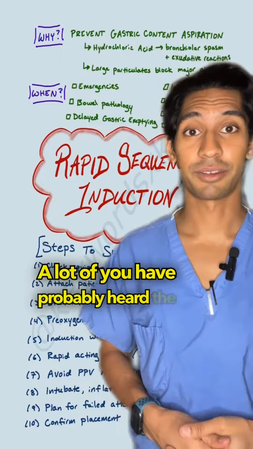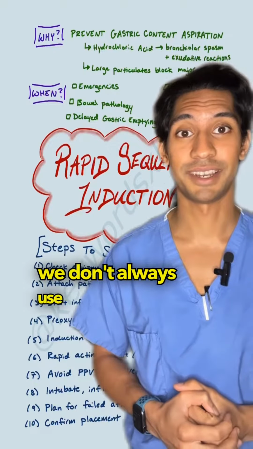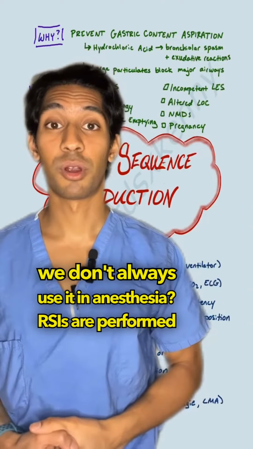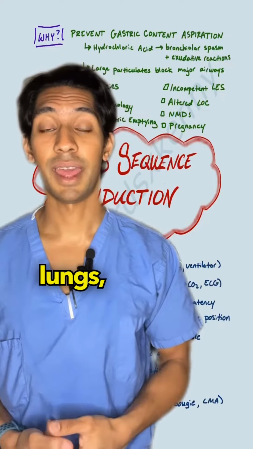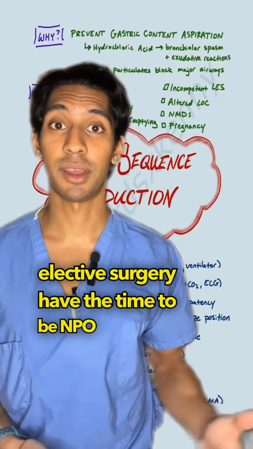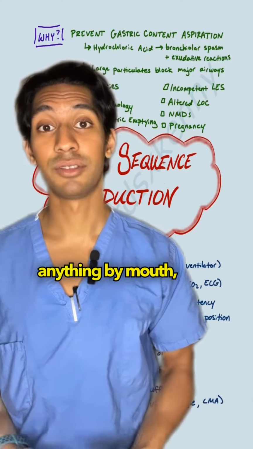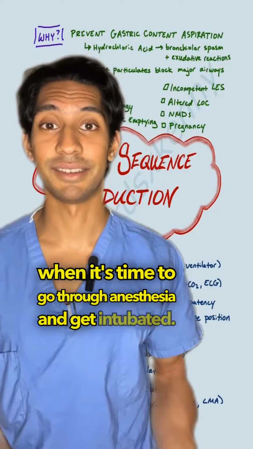A lot of you have probably heard the term rapid sequence induction, but do you know what it is and why we don't always use it in anesthesia? RSIs are performed with the goal of preventing gastric aspiration into our lungs, and most people who come in for elective surgery have the time to be NPO, or not take anything by mouth, so their stomach should be emptying when it's time to go through anesthesia and get intubated.